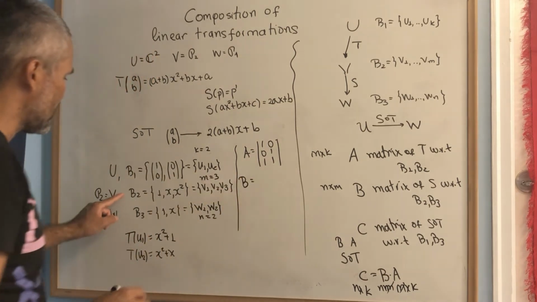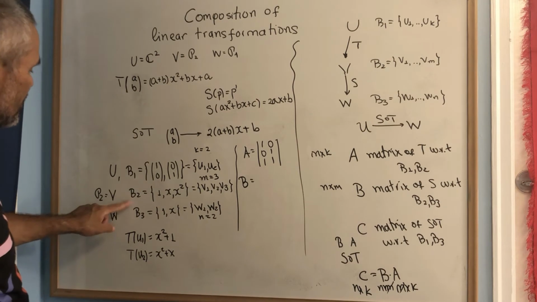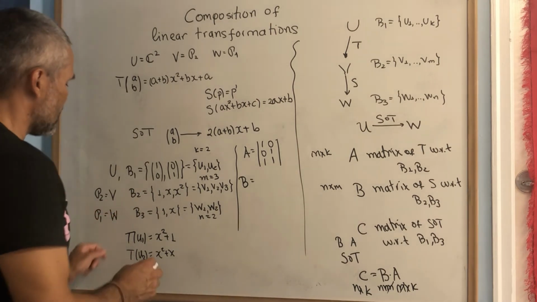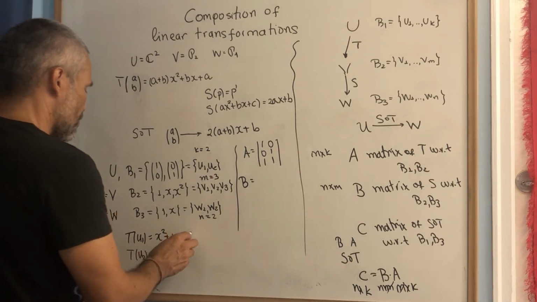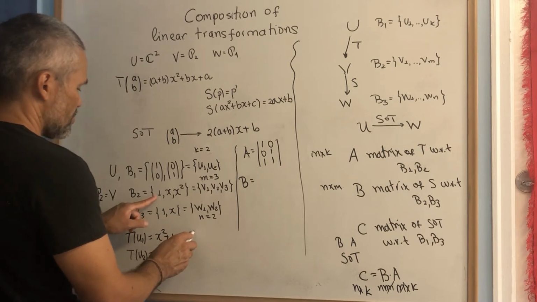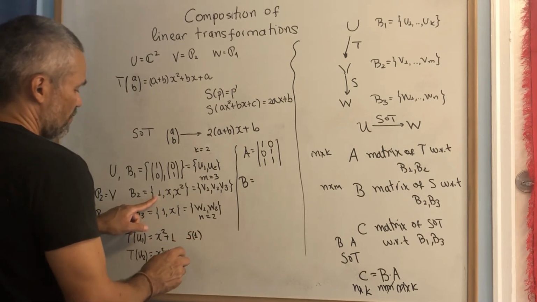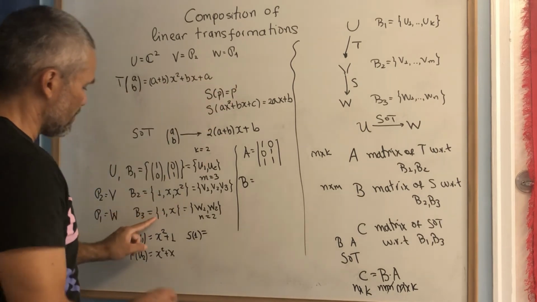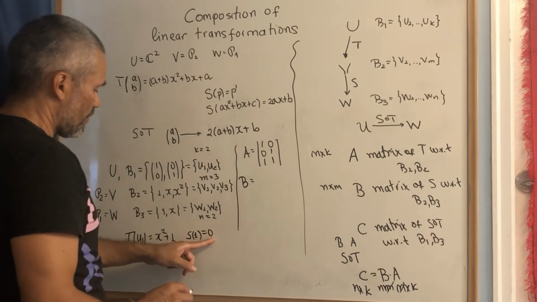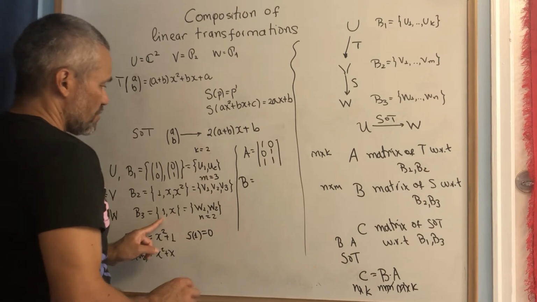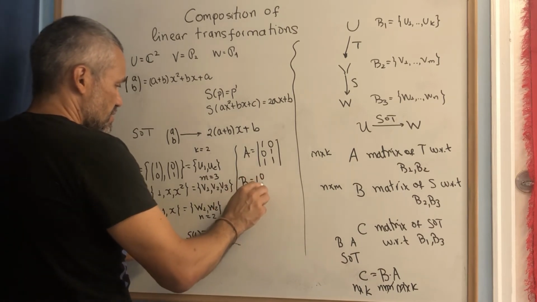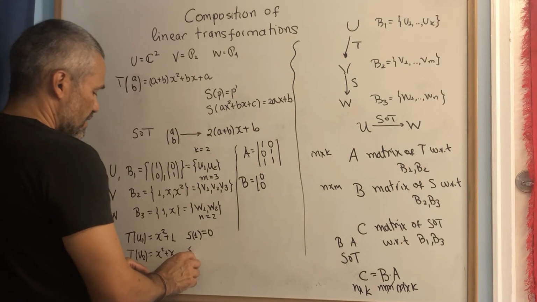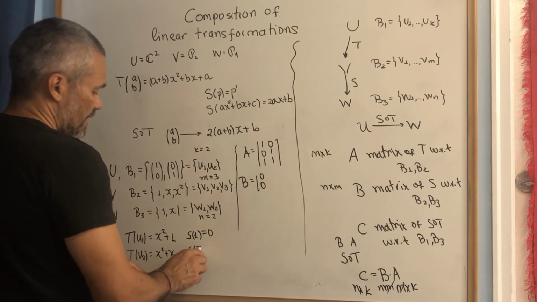This is supposed to be a 2 by 3 matrix. And to compute that, I have to compute S in the first element of this basis, S of 1. But S is just the derivative. The derivative of 1 is 0. And how do I write 0 as a linear combination of these two? It's just 0, 0. Now the next one is S of x.